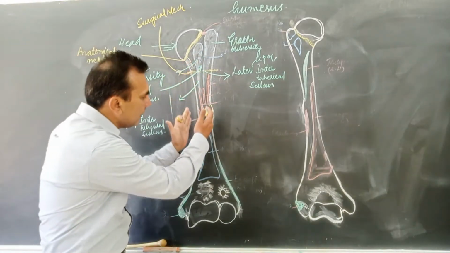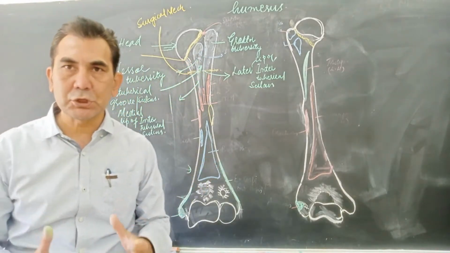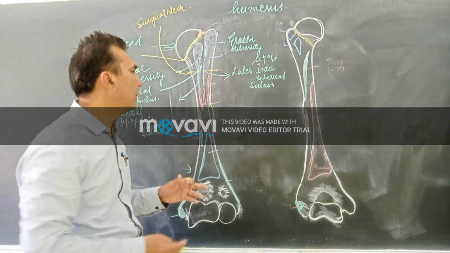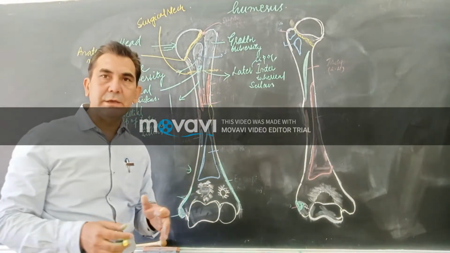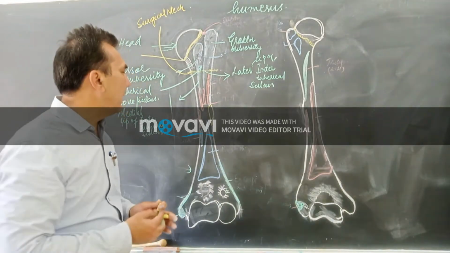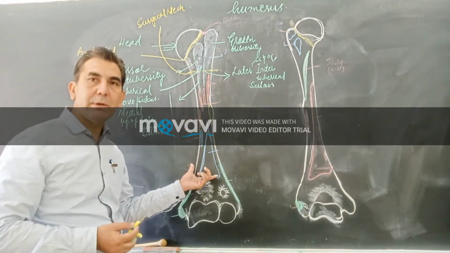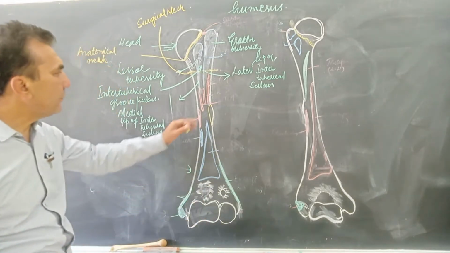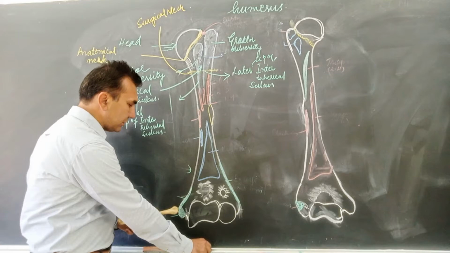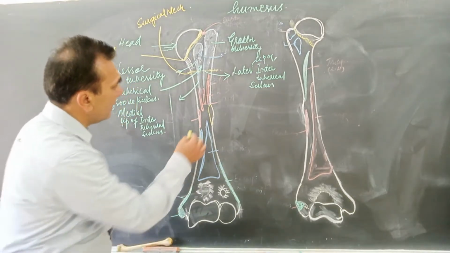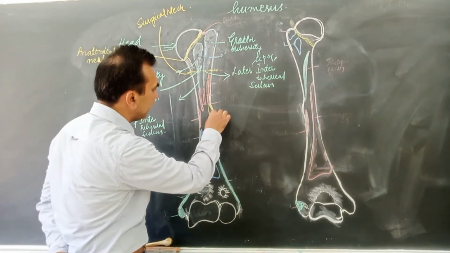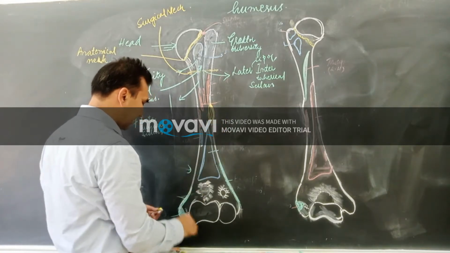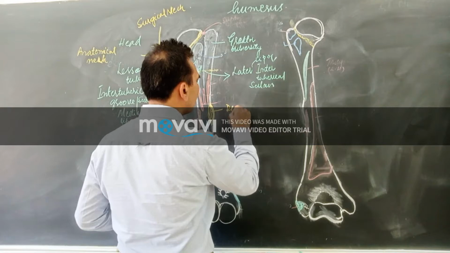Now we will come to the middle portion, which is the largest portion of the humerus bone, which is cylindrical and triangular in shape. This cylindrical and triangular part is called the shaft of the humerus. In the shaft, on the medial and the lateral side, there is a tuberosity, and this tuberosity is called the deltoid tuberosity.